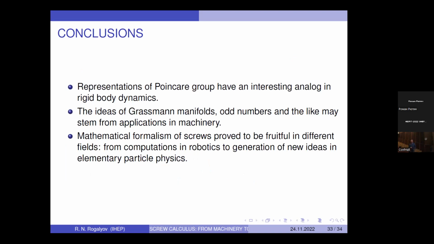I should say the following, that representations of the Poincare group have an interesting analog in rigid body dynamics. And the ideas of Grassmann manifolds, odd numbers, complex calculus, and the like are tightly connected with industry and engineering. And mathematical formalisms of screws proved to be fruitful in vast areas from engineering to relativistic body dynamics.